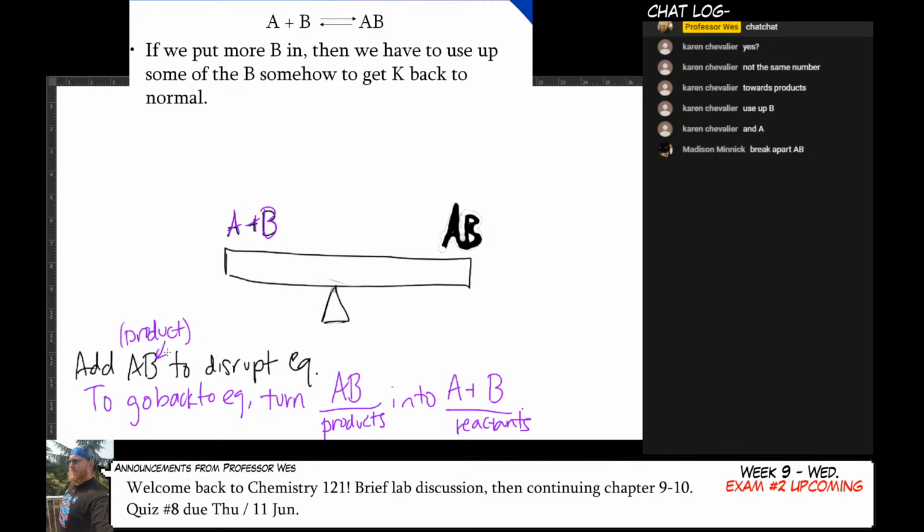So in other words, if I add a product, I will turn my products back into reactants to undo what I did. That's what the reaction tries to do. If I add a reactant, the reaction will try and turn those reactants into products. Now, I'm not increasing AB. I only added A. I'm not increasing A plus B. I only added AB. The reaction itself, though, would then break AB apart into A plus B to undo what I did.